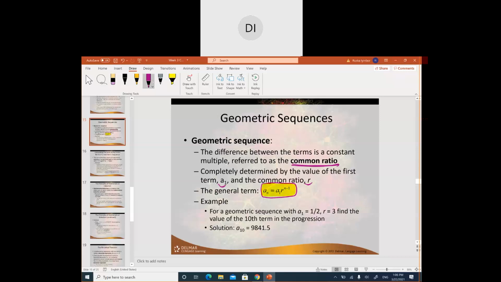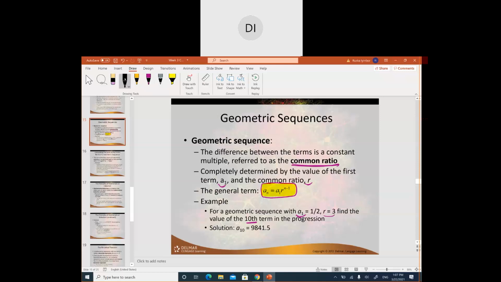Okay, let's do an example now. We have a geometric sequence. They give me A1 is 1/2, and the common ratio is 3. That means you're multiplying by 3, by 3, by 3 every term, right? And here you have to find the 10th term in this progression, okay? I'm going to list some numbers here so you can see how the sequence looks, and then you're going to use the general term to find A10.